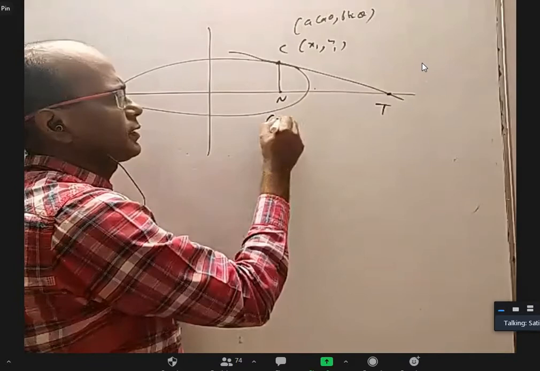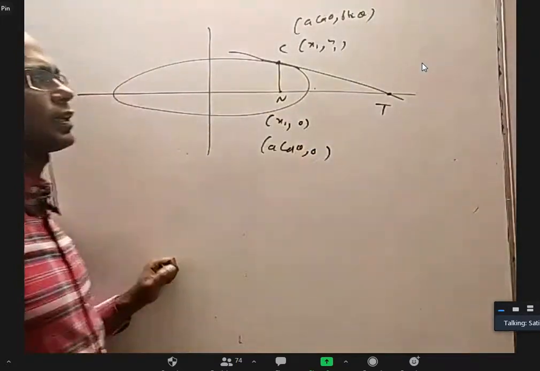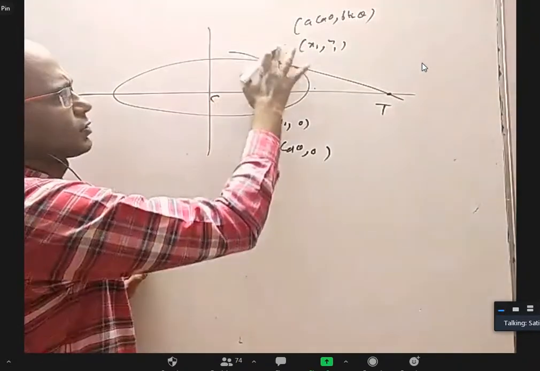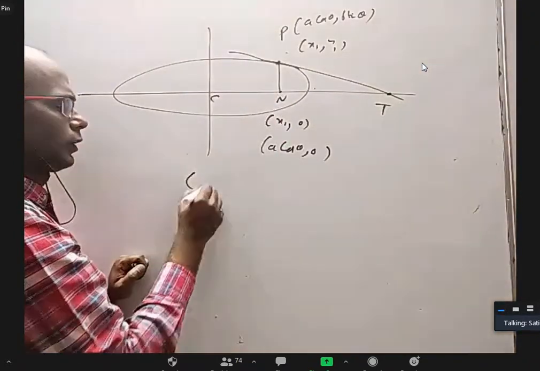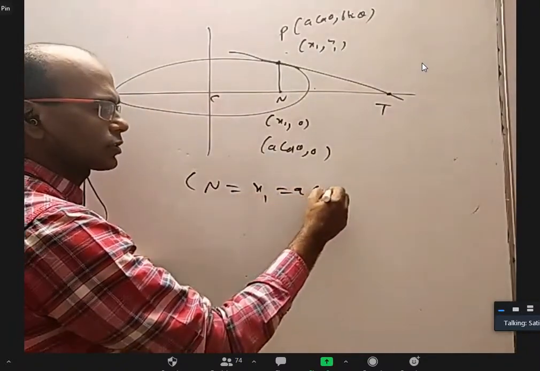Then this point is x1 comma 0, or a cos theta comma 0, and that is the CN length. Okay, this is not C, sorry. This is some C, and C is the center. So the CN length you can say is x1, or you can say a cos theta.